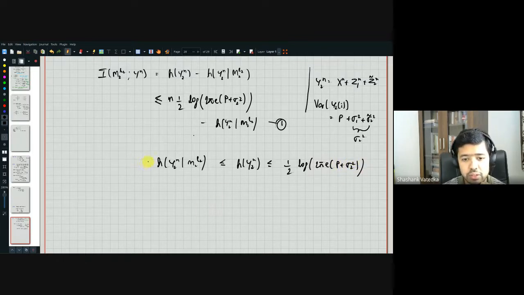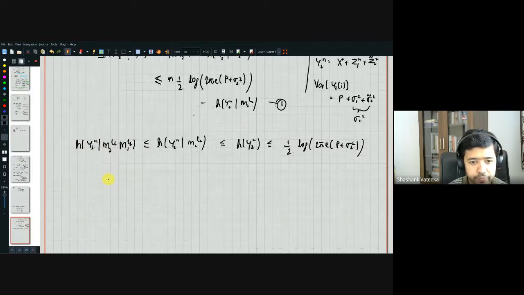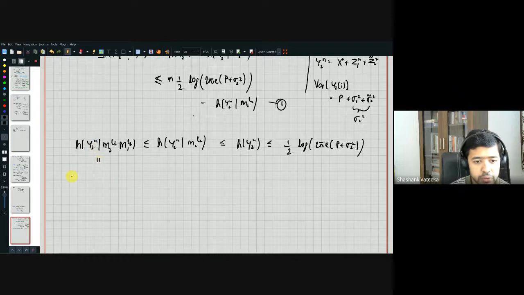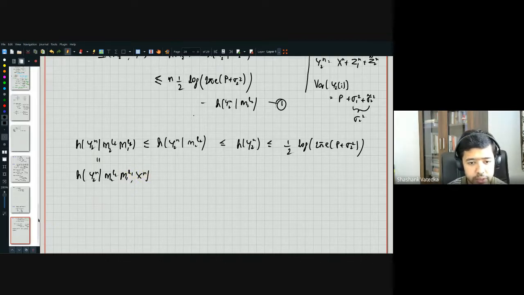Okay. Now let's see if we can get a lower bound on this. So this is the upper bound. This is lower bounded by h of y2n given m2 and m1, right? Using the same argument that conditioning can only decrease the differential entropy. Okay, but this is equal to h of y2n given m2, m1, and xn. Can someone tell me why?